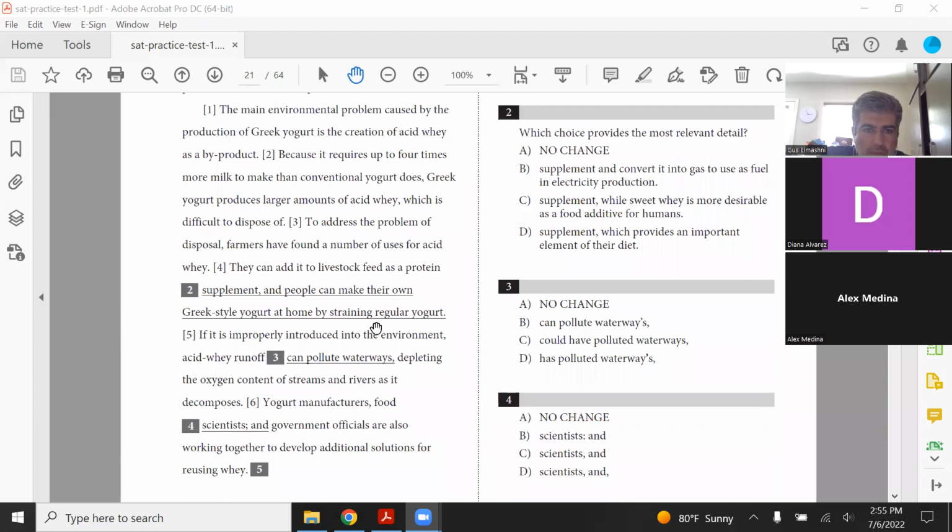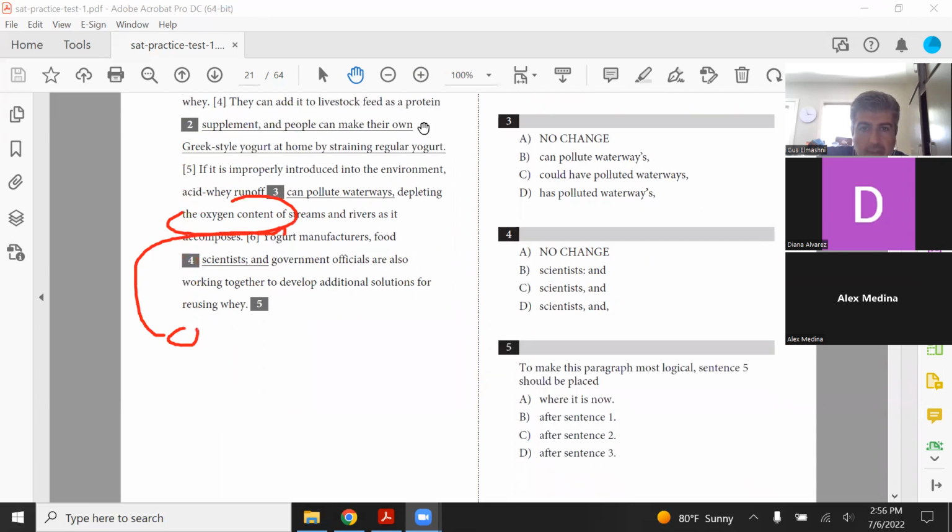It was improperly introduced, okay, because they talk about difficult to dispose of. So I probably would put it right there after sentence 2 or before sentence 3. And then they talk about addressing the problem, and then the way they can address it, and how they're working together afterwards. So I think 5 is out of place. It should come before sentence 3 or after sentence 2. And that's why I go with C.